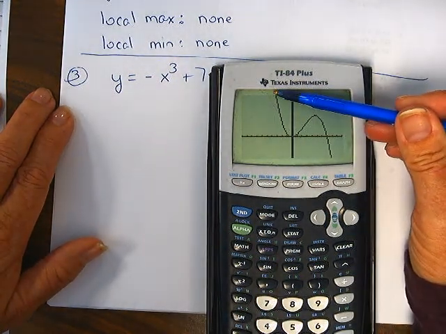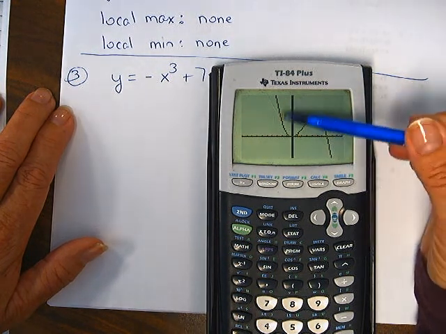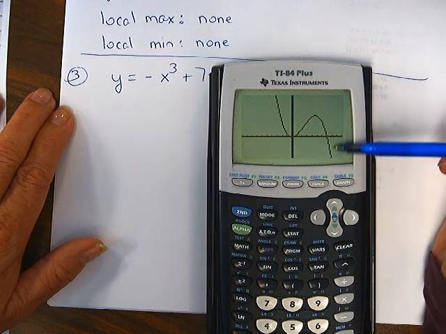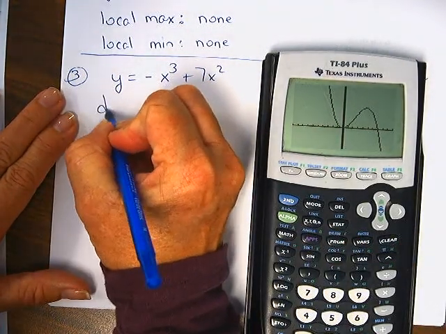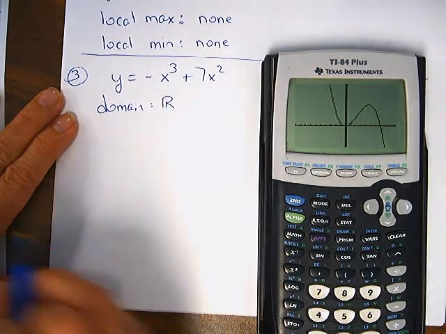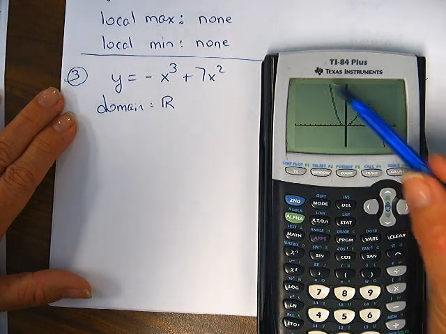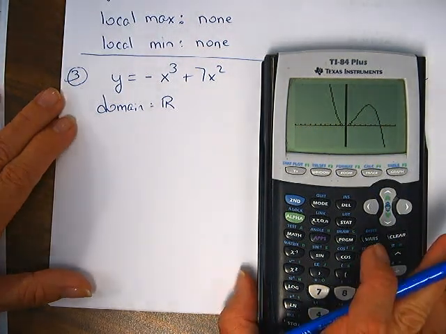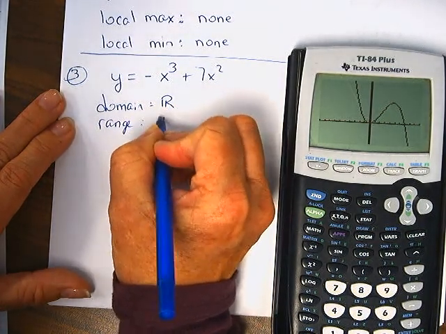So it does that same thing. It comes down, goes back up, and comes down. So this time, it starts at the top and finishes at the bottom. Our domain is still all real numbers because it looks like when we keep going x smaller, it exists, and when x gets bigger, it exists. Our range is all real numbers.